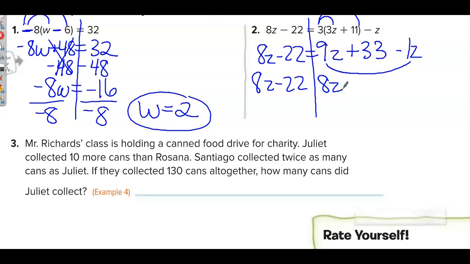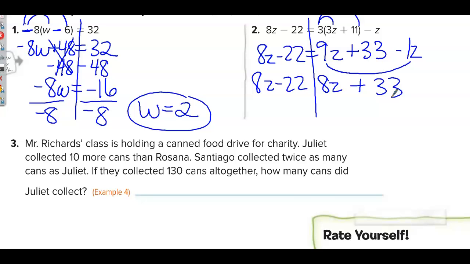I'm not doing the opposite, right? Why am I not doing the opposite? Because you're just getting the z's together. Yeah, they're on the same side, so I don't need to do the opposite yet to move it. Good. So I have 8z plus 33. Good. So now what, Carly?